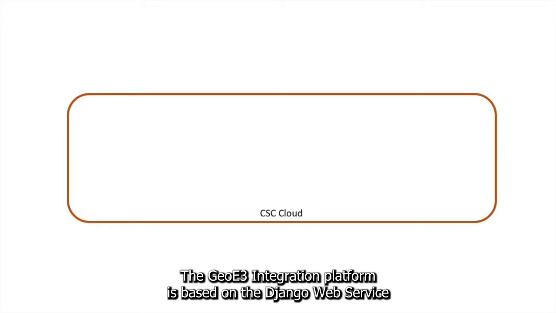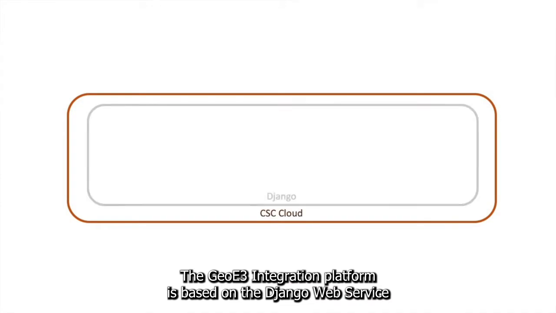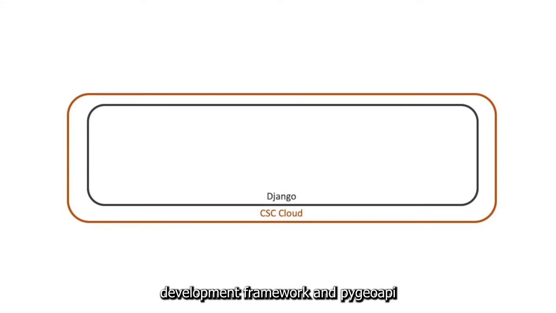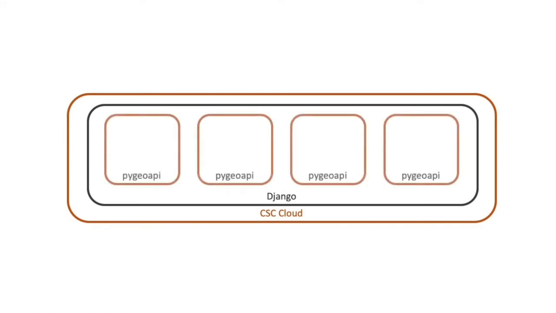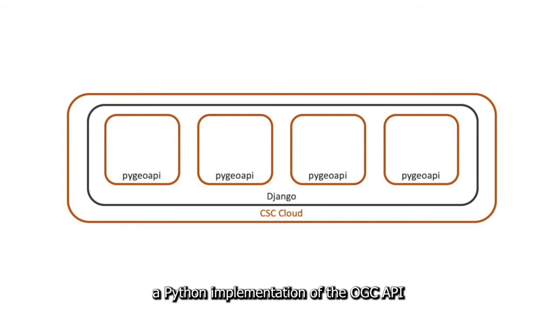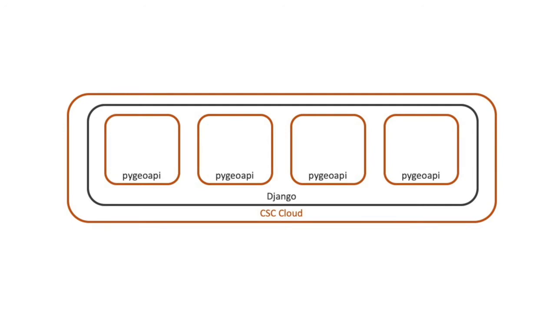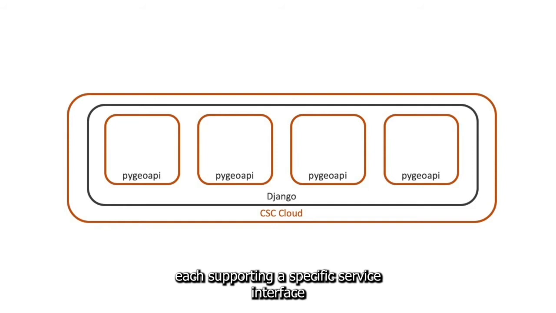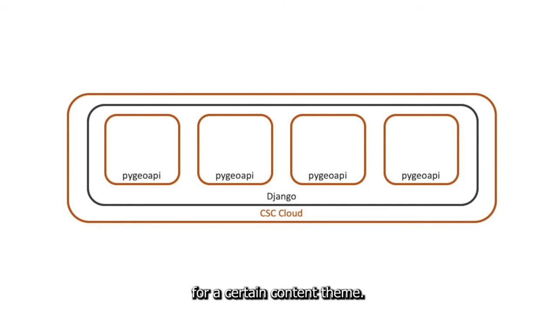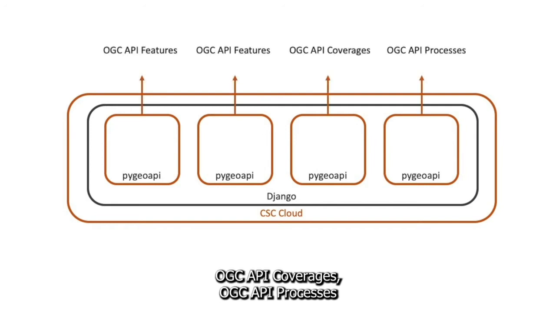The GeoE3 Integration Platform is based on the Django Web Service Development Framework and pygeoapi, a Python implementation of the OGC API family of service interface standards. We are running several pygeoapi instances, each supporting a specific service interface for a certain content theme. We currently support OGC API Features, OGC API Coverages, OGC API Processes, and OGC API Records services on the platform.